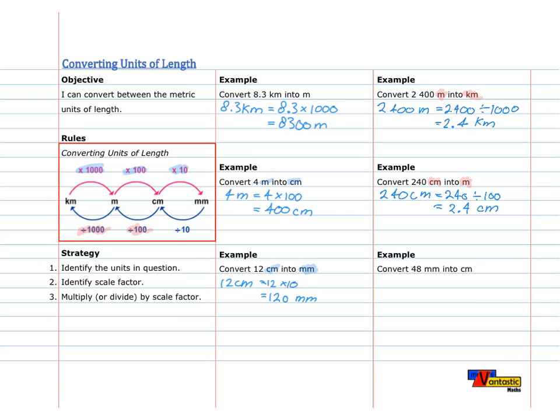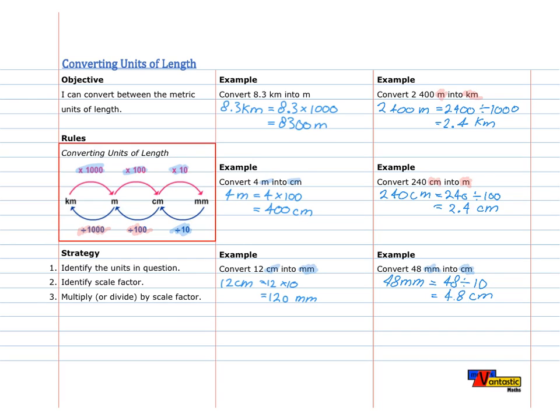And lastly, we want to convert 48 millimeters into centimeters. And the scale factor for that is divide by 10. So we are going to convert 48 millimeters by dividing by 10, which is 4.8 centimeters.